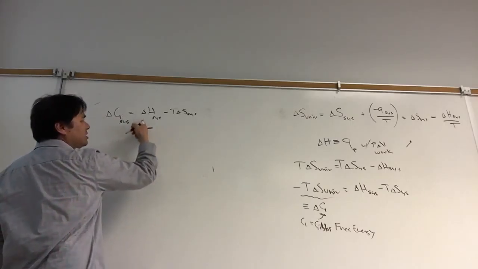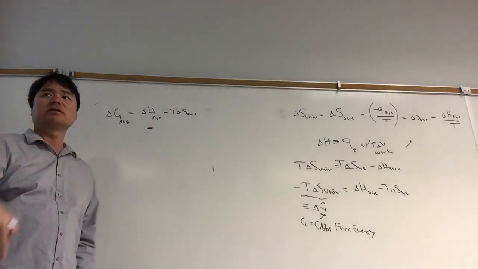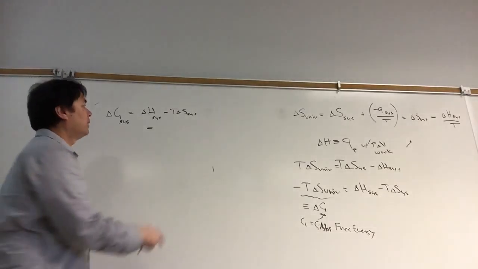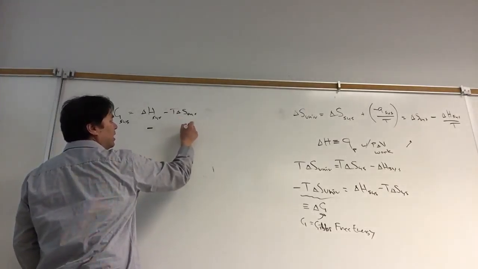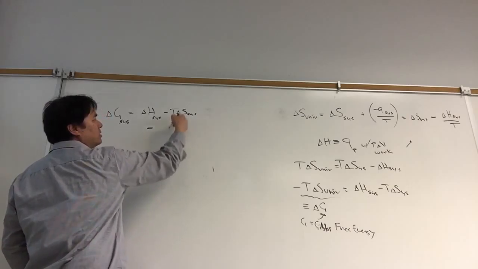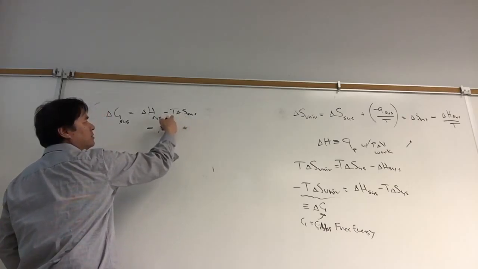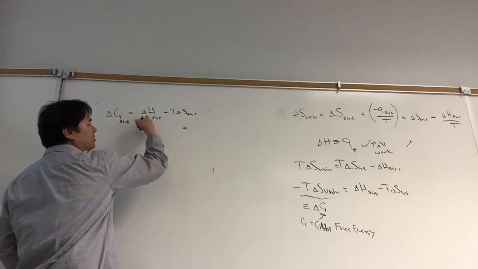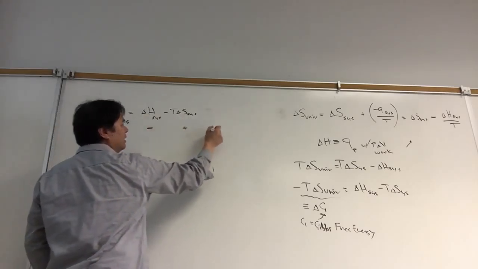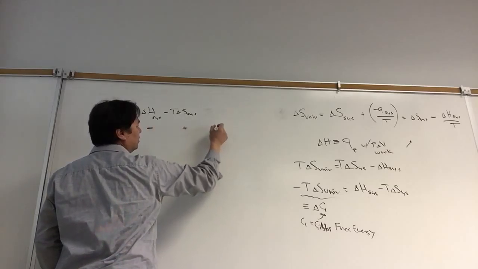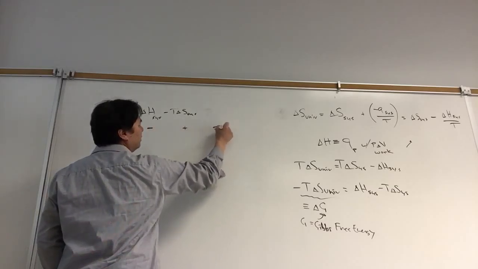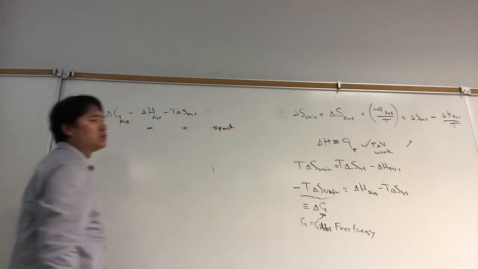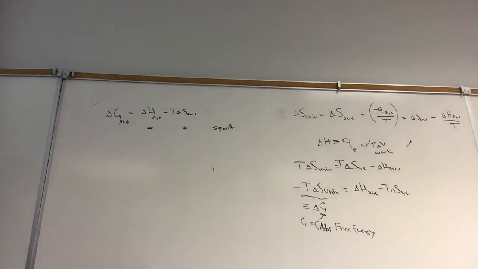Well, if delta H is negative, that's good. So if energy goes down, that's good. But what about entropy? Well, we want entropy to go up, because the more this goes up, the more negative this becomes. And so if energy goes down and entropy goes up, our delta G goes down, the entropy of the universe goes up, and it's spontaneous.